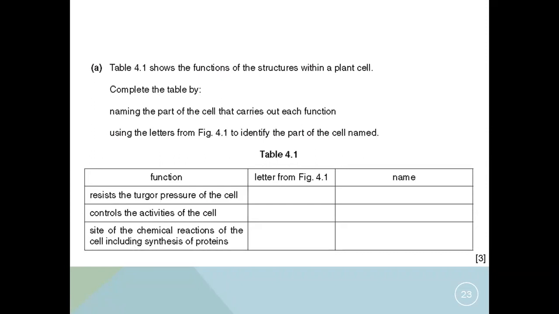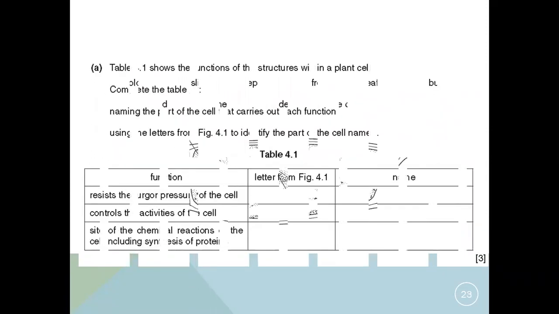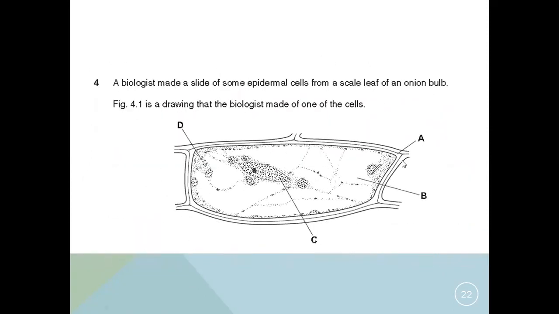Like, what is the site in the cell where all the chemical reactions of photosynthesis are controlled? So first I will come toward A. You know, a plant cell is covered by a cell wall, and the cell wall is very hard, so it gives resistance to turgor pressure. If inside the cell there is more water and the vacuole is turgid, the cell membrane will push toward the cell wall, and the cell wall will resist that turgor pressure.